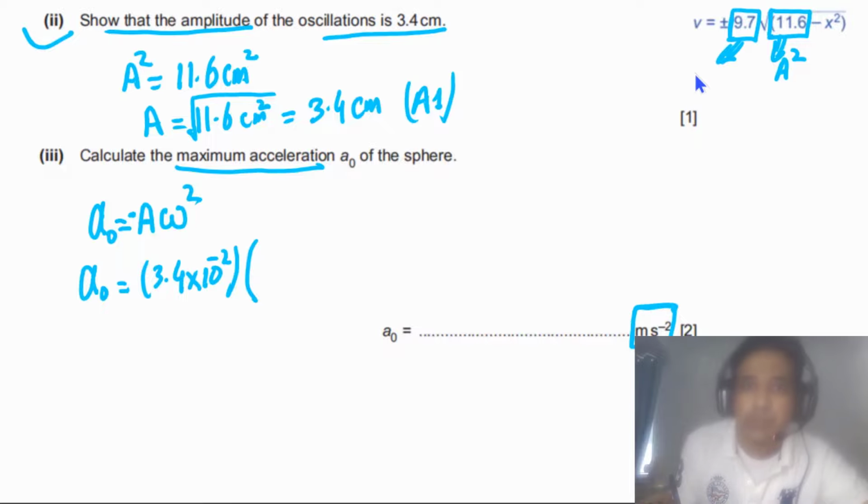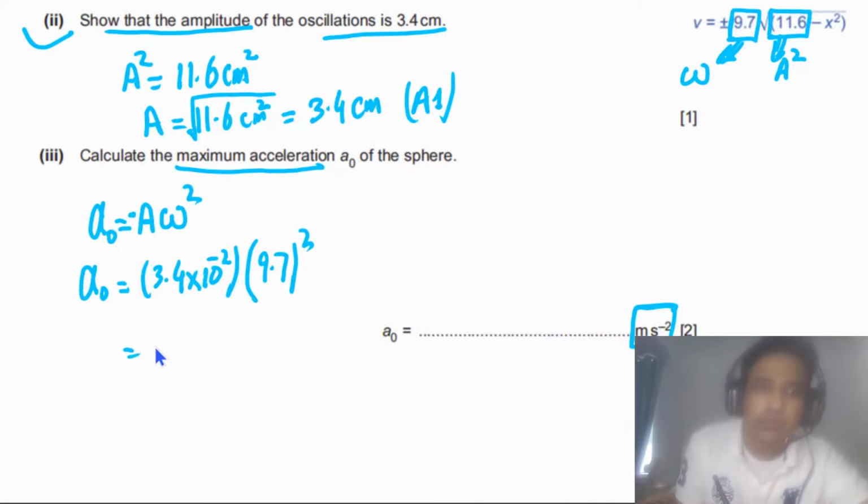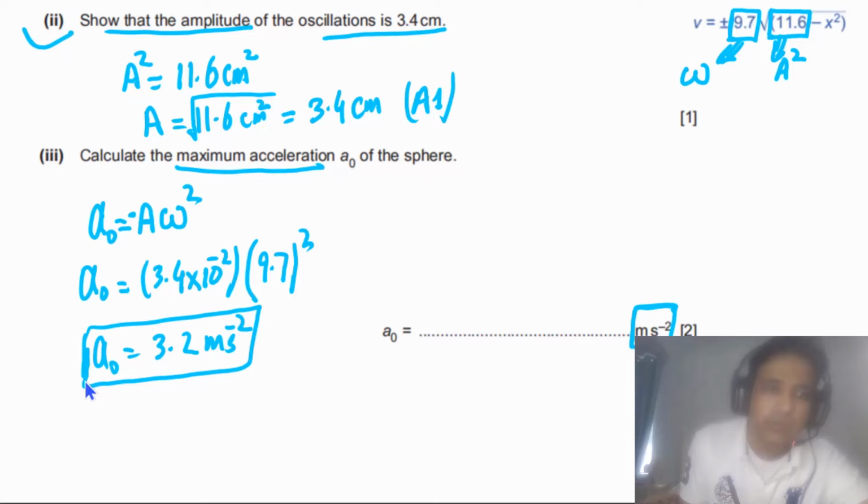This is given to us in the question. So this is omega, and we have 9.7 squared. Now simply if we solve, we will get our answer of 3.2 meters per second. So this is the value of a max. So this is how you can calculate. You have to be careful with the unit, so you have to convert this one into meters.